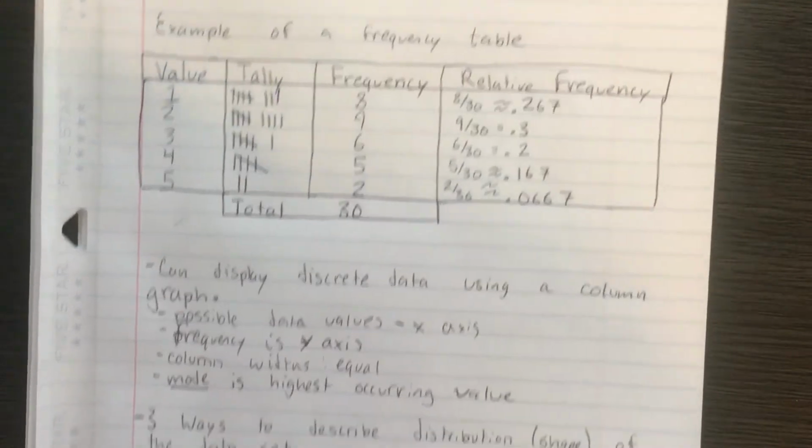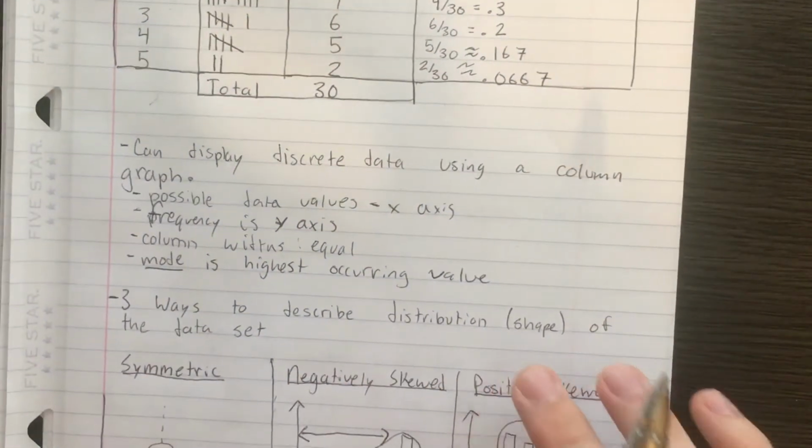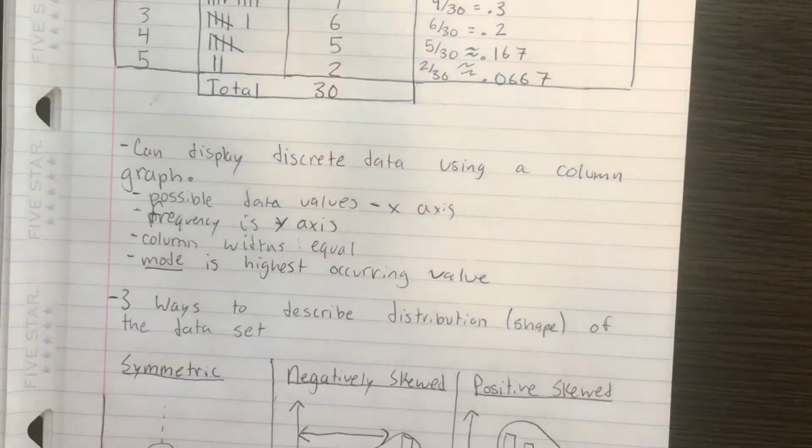And so another way that you all can display this data is using a column graph, which is basically just a bar graph. So you just make your possible data values your x-axis, you make the frequency your y-axis, make sure the columns are equal width, and you're good to go as far as graphing those.